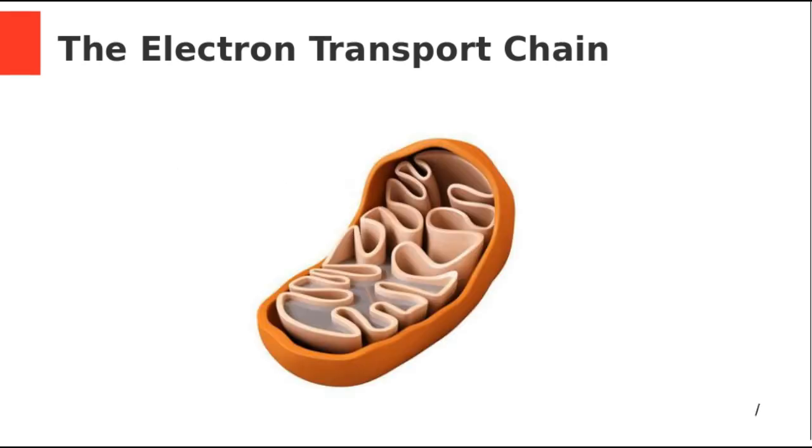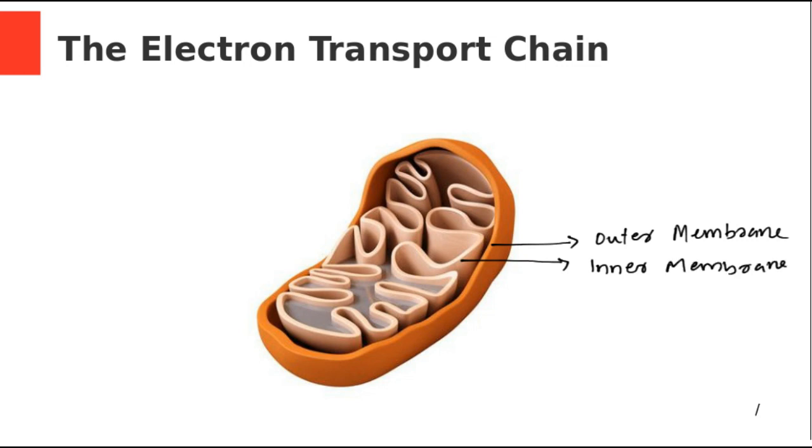Our topic today is the electron transport chain. Everybody knows that the site of the electron transport chain is the mitochondria. So let's discuss the structure of mitochondria first. You know that mitochondria is a double membrane structure, and this is the outer membrane of mitochondria. And you can see the inner membrane of mitochondria, and what is important for the inner membrane is that the electron transport chain, our today's discussion topic, is situated over the inner mitochondrial membrane.